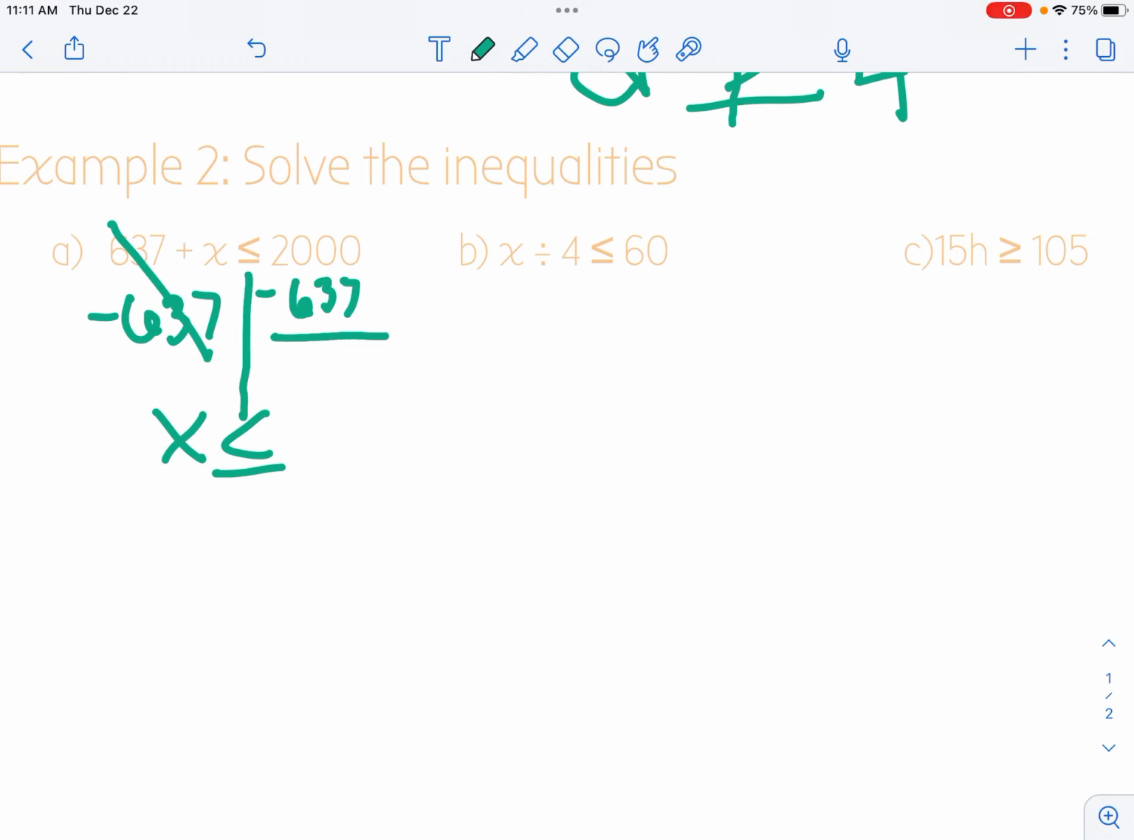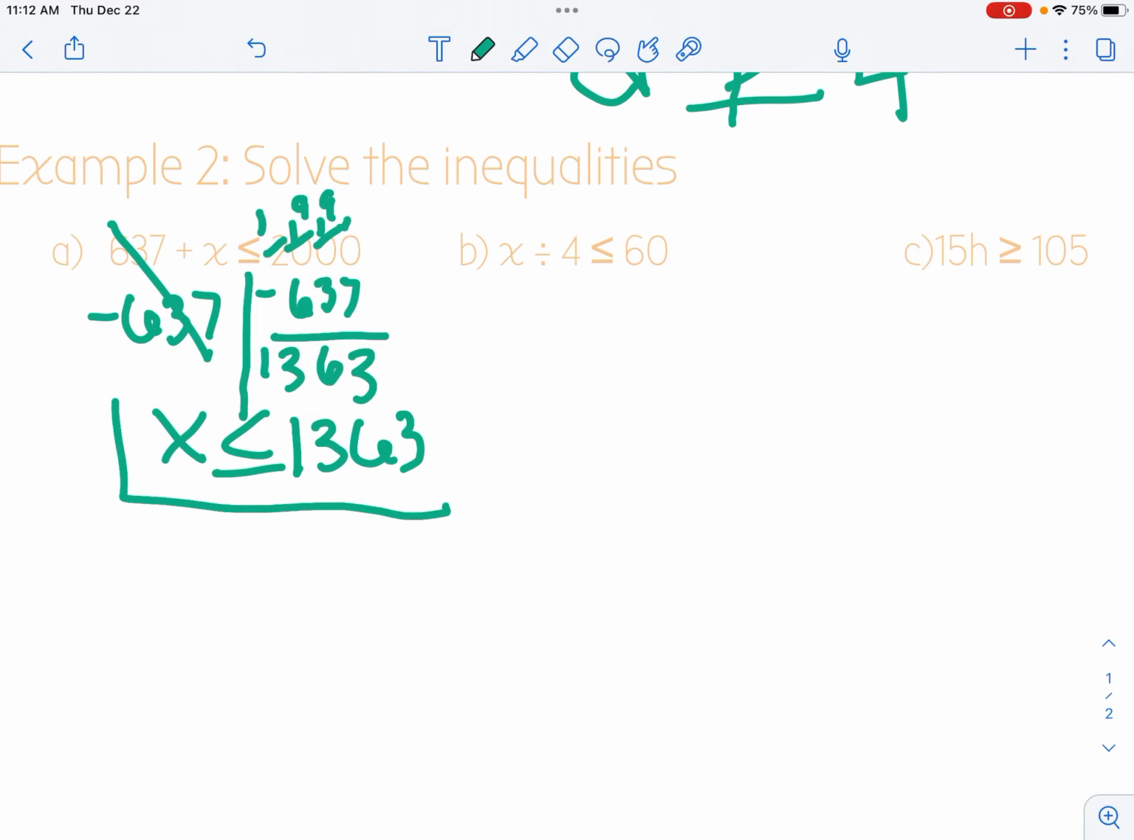So I have a bunch of zeros here. I can't take anything away from 0. So I'm going to have to borrow from the 2 to make that a 1. This would make this 0 a 10, but then I borrow to make that a 9, to make this 0 a 10, so that I can borrow, make that one a 9 to turn my first 0 into a 10. So 10 minus 7 is 3. 9 minus 3 is 6. 9 minus 6 is 3, and then 1 minus nothing is 1. So my solution would be x is less than or equal to 1,363.